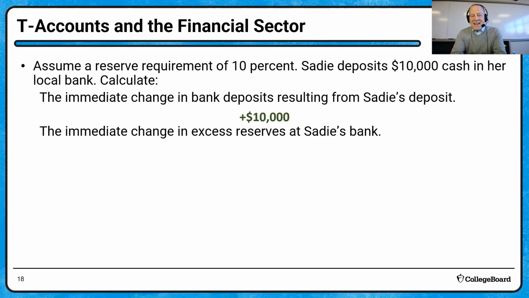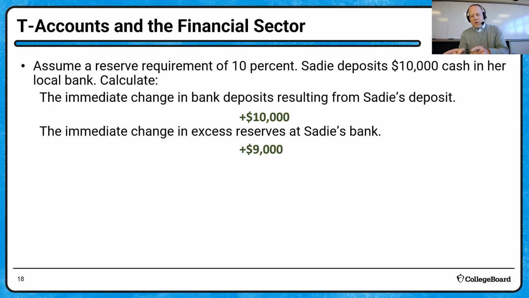The immediate change in excess reserves at Sadie's bank is going to be $9,000. Now, let's again make sure we understand why that is. Sadie deposits $10,000 in the bank. That's on the liability side. That's on the right-hand side of the T account.